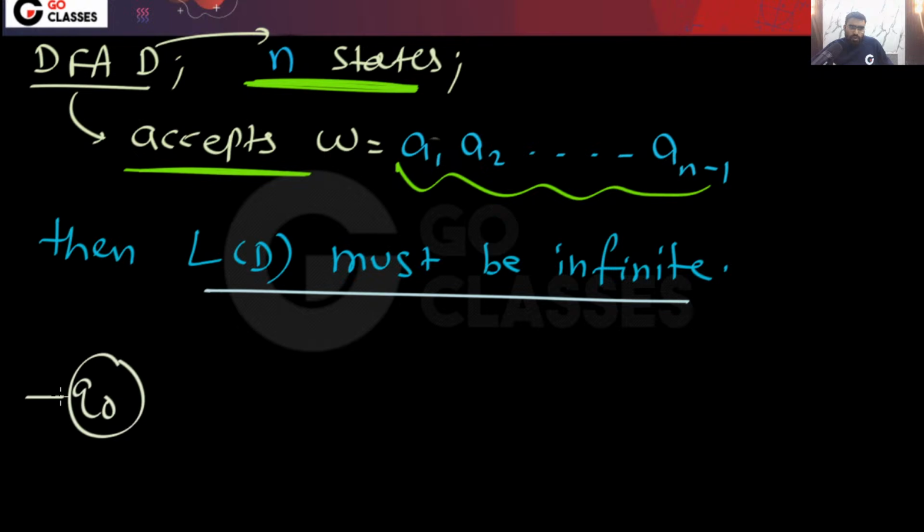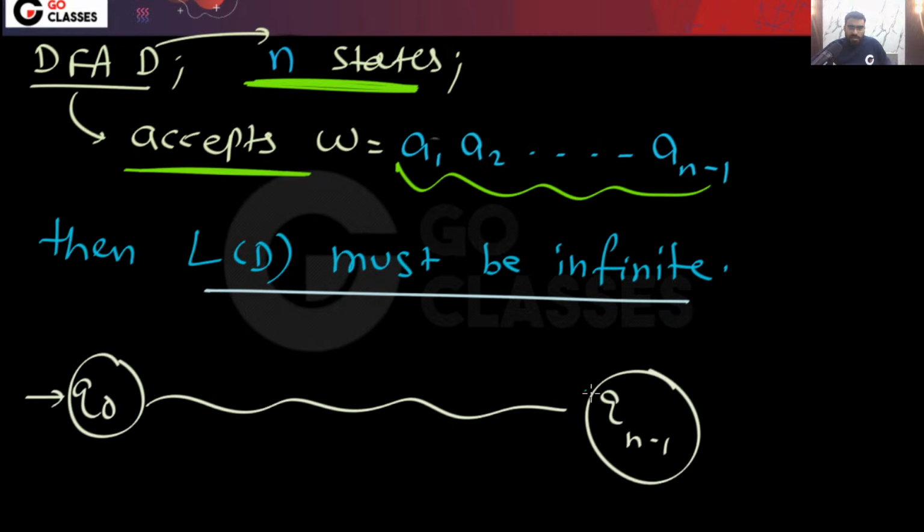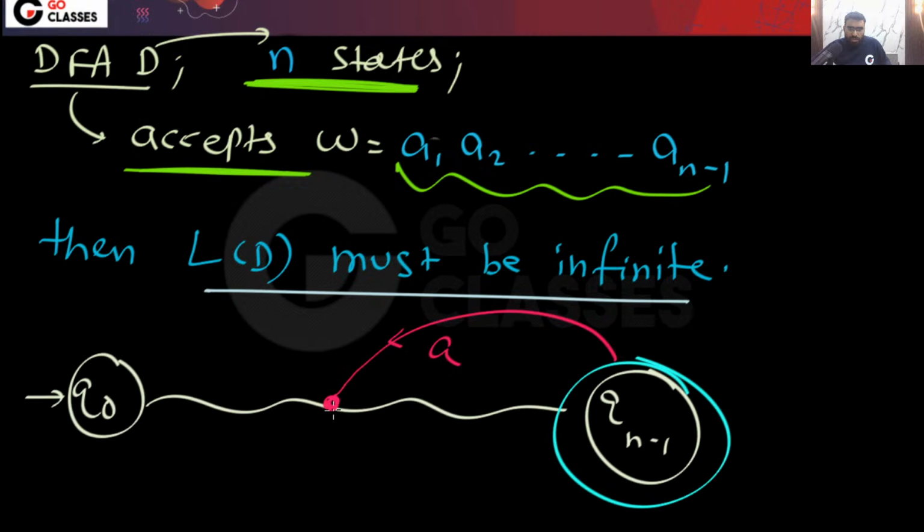Very simple. From Q0 you can go to the final state, that is fine. Q(n minus 1) is your final state. But now, if you make a transition on A to this state, let's assume, then you got a loop. See, this loop we got. Is this clear? Please tell me. This is the loop.